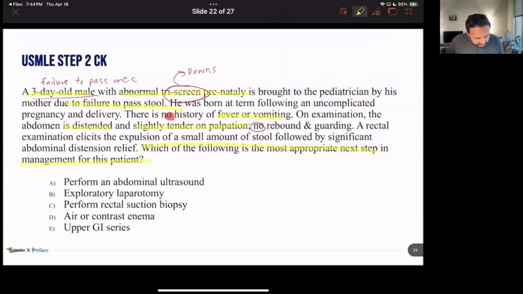And here is key to the vignette. Rectal examination elicits the expulsion of a small amount of stool followed by significant abdominal distension relief. What do we call that physical exam sign? That is that squirt sign, where you are going to get the expulsion of the stool. So go ahead and type into the chat. What would you do for this patient right in front of you? A, perform an abdominal ultrasound. B, exploratory laparotomy. C, perform rectal suction biopsy. D, air or contrast enema. Or E, upper GI series. What do you think is the best answer? And I'd encourage everyone to participate here.